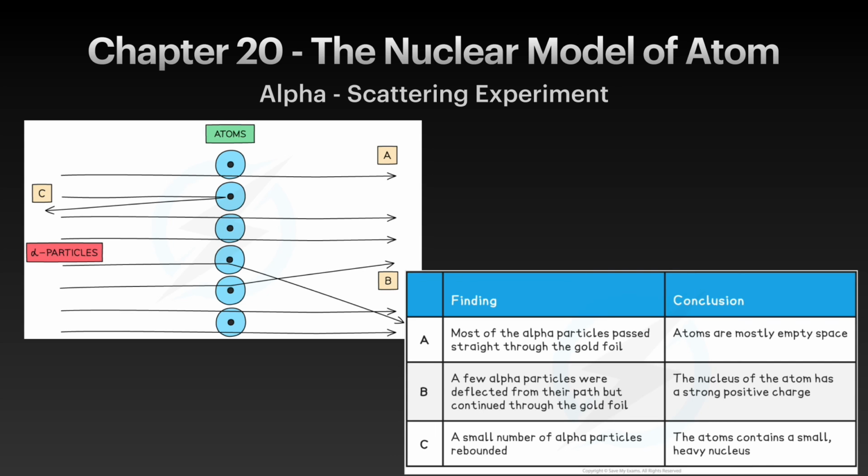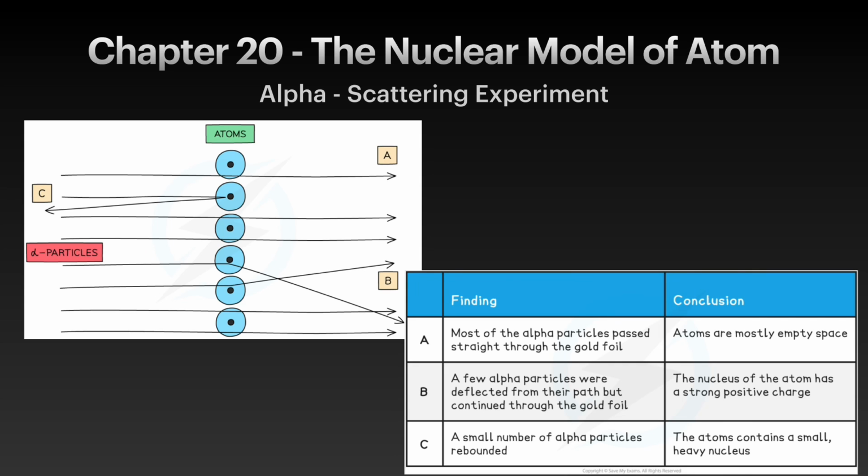And now we are going to see a very important experiment in terms of atomic physics, Rutherford's alpha scattering experiment. Rutherford's gold foil experiment provided evidence for the nuclear model of the atom. In this experiment, alpha particles were fired at a very thin gold foil, approximately 1 millimeter thin. The findings from this experiment are as follows.